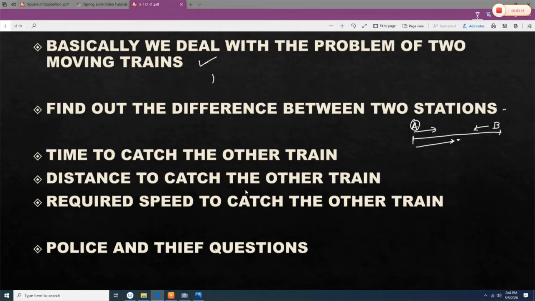So basically the question revolves around finding either a time, a speed or a distance. These are the three variables, and you need to find any one variable. So you have to read the questions very carefully. Whatever is given in the example, you have to write down what is given and what is missing, and then find out the missing part.